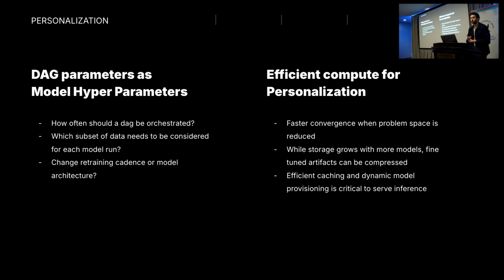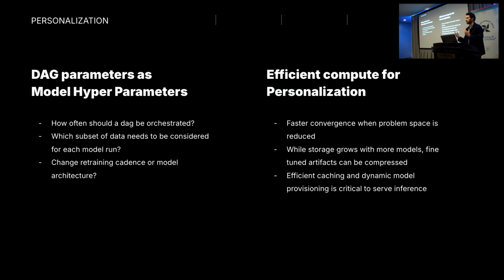And then it's true, storage grows when you have more models, but these days you don't have to train the entire set of weights from scratch. You can just add a LoRA matrix or additional fine-tuning layer on top of your networks, and you can just save those artifacts as part of your model prediction. And then finally, yes, at inference, we need to be able to retrieve those models effectively. And here, a lot of what we use is efficient caching and dynamic model provisioning.